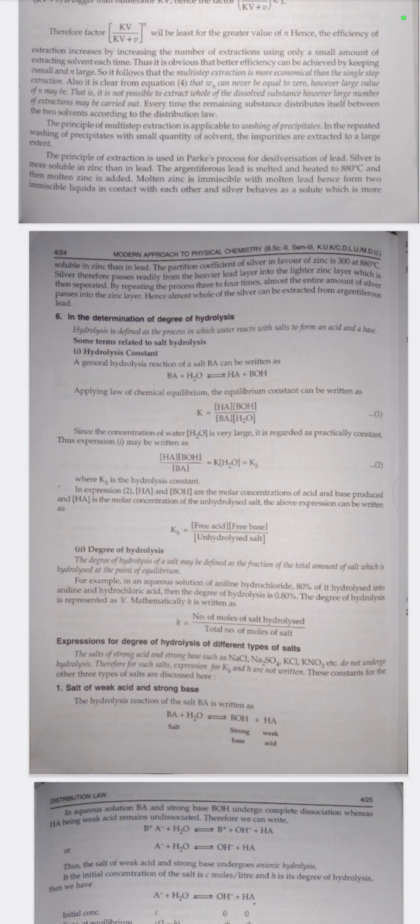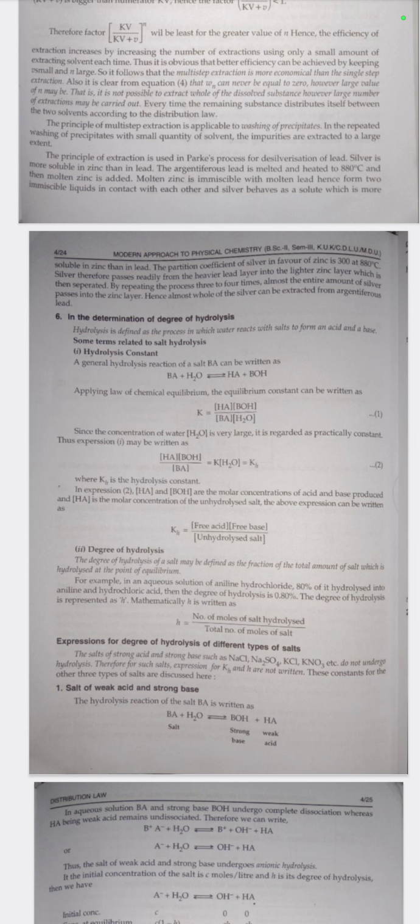Sixth is in the determination of degree of hydrolysis. Hydrolysis is defined as a process in which water reacts with salt to form an acid and a base. Some terms related to salt hydrolysis. First is hydrolysis constant. A general hydrolysis reaction of a salt BA can be written as BA plus H2O in equilibrium with HA plus BOH. Applying the law of chemical equilibrium, the equilibrium constant can be written as K is equal to HA into BOH by BA into H2O.